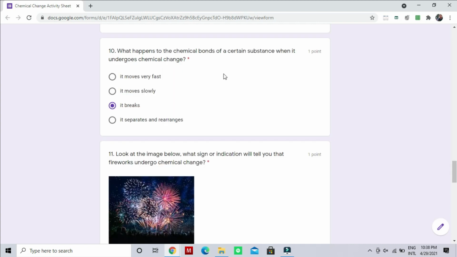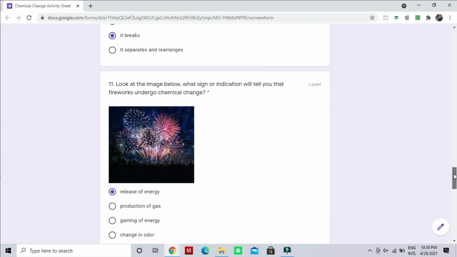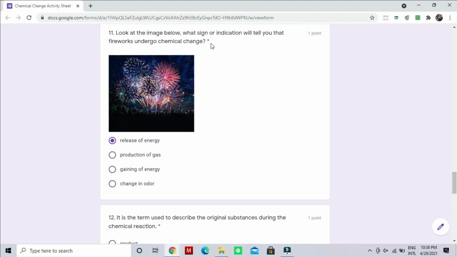Question number 10. What happens to the chemical bonds of a certain substance when it undergoes chemical change? The correct answer is it breaks. Question number 11. Look at the image below. What sign or indication will tell you that fireworks undergo chemical change? The correct answer is release of energy.